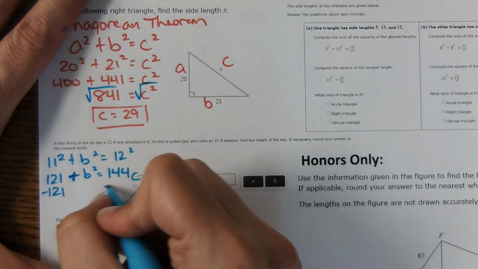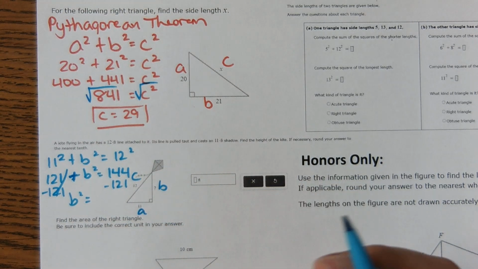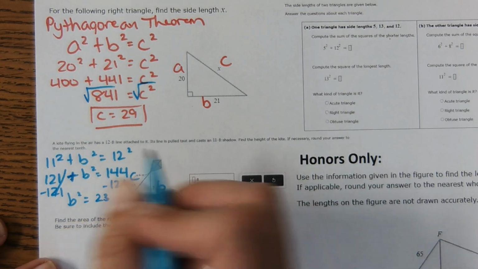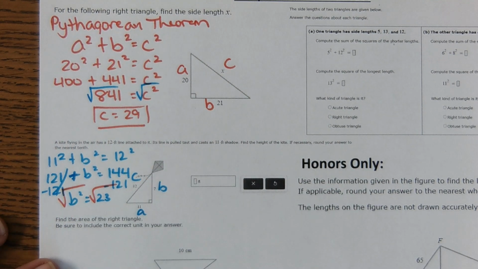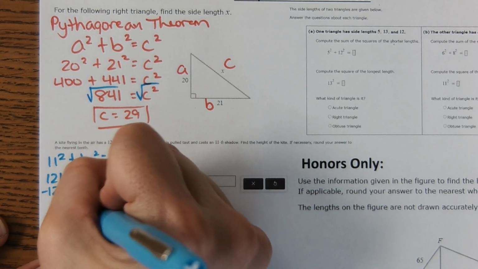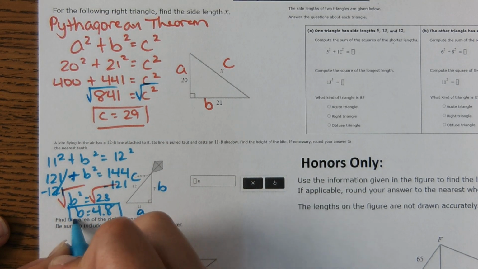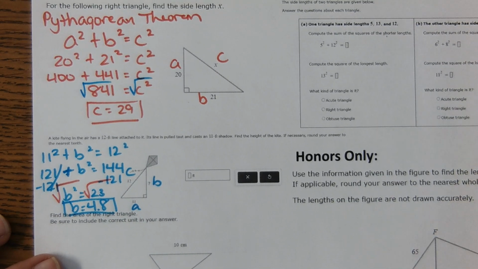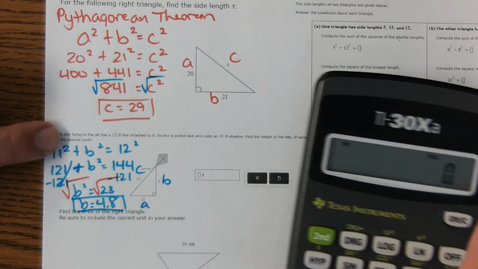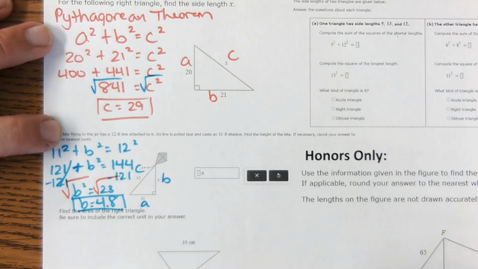Subtract 121 from both sides. B squared equals 23. Square root of both sides, and b equals 4.8. So it says to round to the nearest tenth as well. So when you do the square root of 23, you get this number, which would be 4.8.